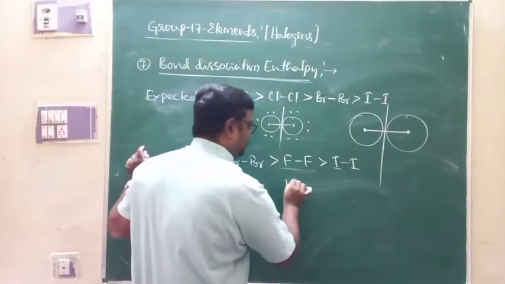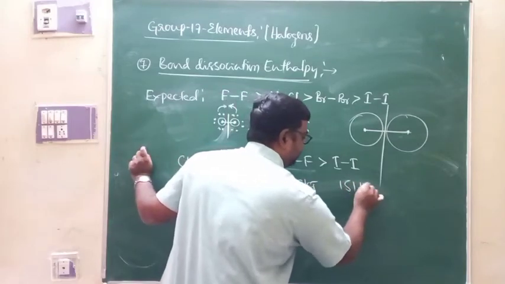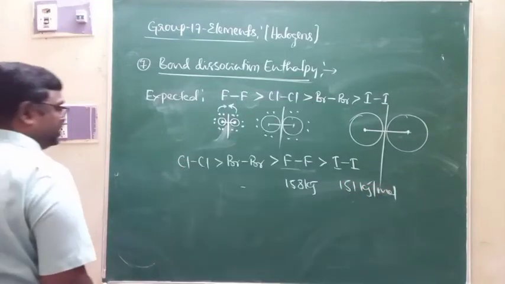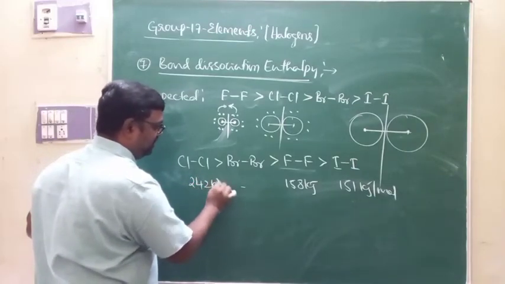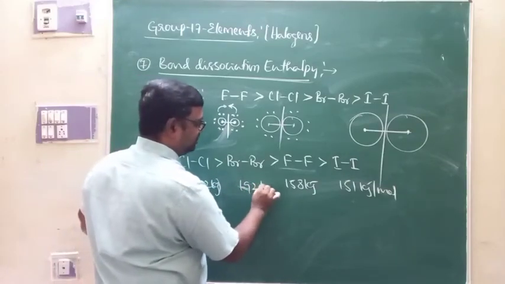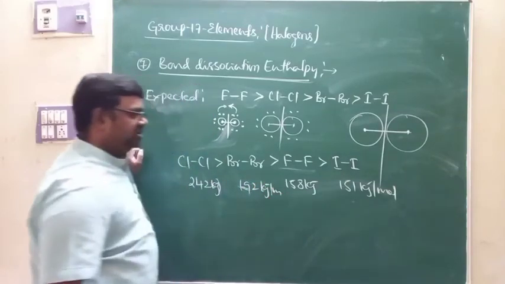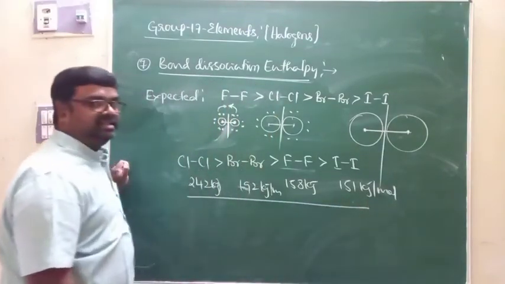ಇದೇನಪ್ಪ ಅಂದ್ರೆ it will be around 158 kilojoules per mole, it will be around 151 kilojoules per mole. As far as chlorine is concerned, it is 242 kilojoules per mole, and bromine is 192 kilojoules per mole ಇದೆ. ಹಾಗಾಗಿ bond dissociation enthalpy varies like this.